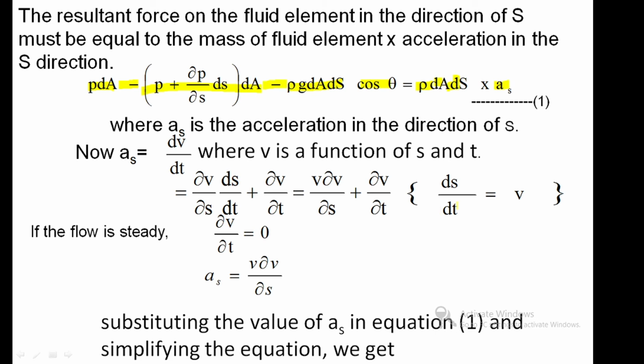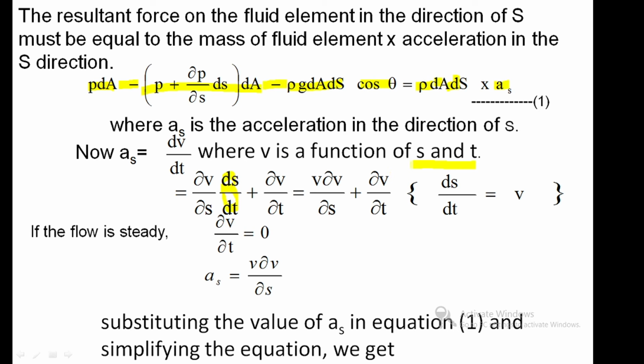Now a_s equal to acceleration, equal to velocity divided by time, you know all very well. So a_s equal to dv by dt, where v is a function of s and t. Here dou v by dou s and dou s by dou t. Okay, so dou v by dou s into ds by dt plus dou v by dou t. Okay, it can be written like that.